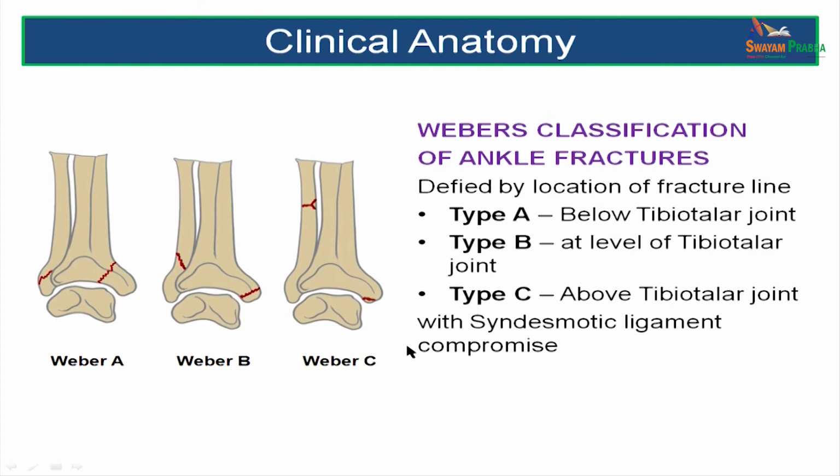Danis-Weber classified various types of fractures of the ankle joint depending on the height of the fracture of the fibula. He said that type A is the fibula fracturing below the tibiotalar joint, type B is fracturing at the level of the tibiotalar joint, and type C is fracturing much higher than the level of the tibiotalar joint. Type C will involve the syndesmotic ligament of the inferior tibiofibular joint.